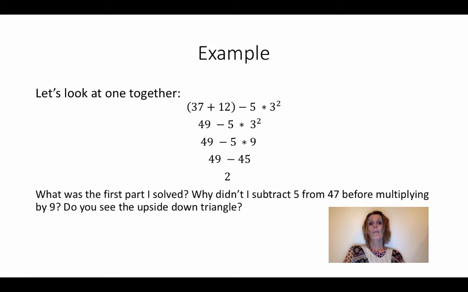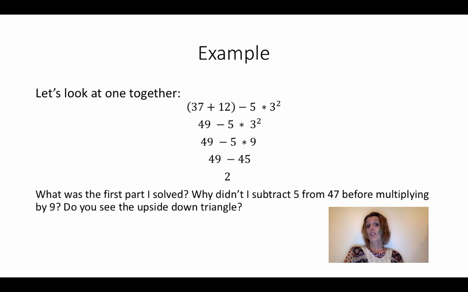So 49 minus 5 times 9. I am left with subtraction and multiplication. So in PEMDAS, multiplication comes before subtraction. So 5 times 9, I brought down 45. And then I brought down my 49. So I'm left with one problem, 49 minus 45. And then my answer is 2.